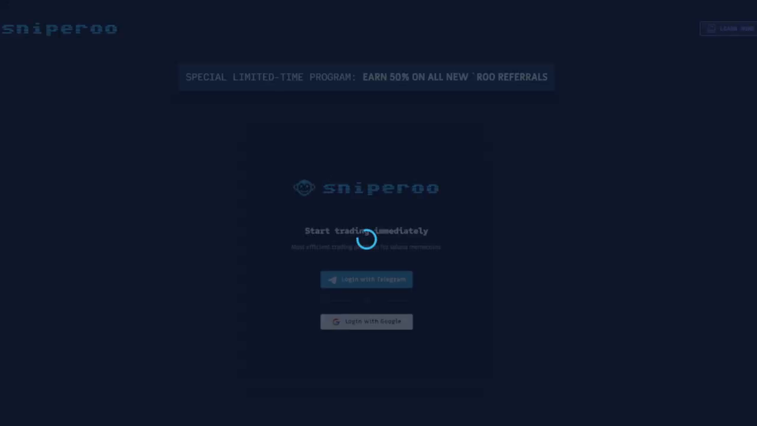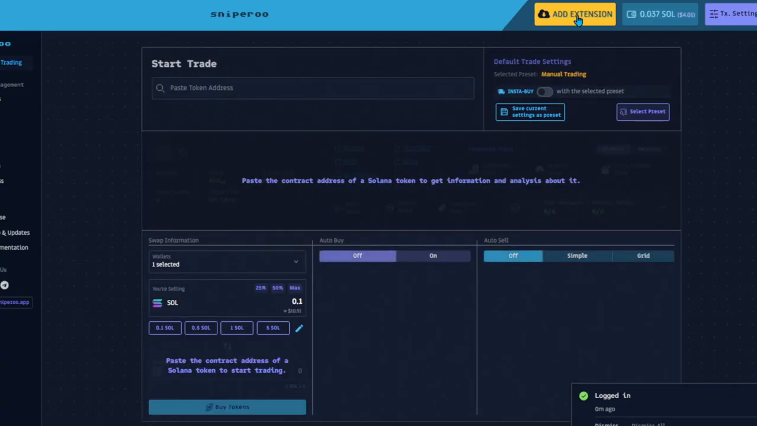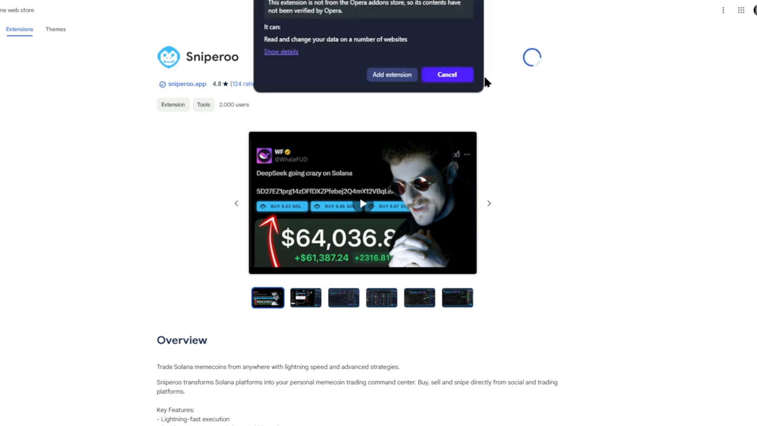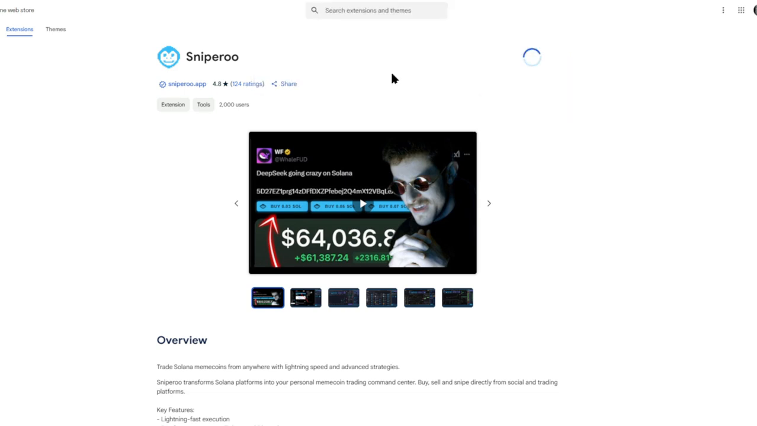Now that you're logged in, we can go to add extension up here. So we'll click on add extension. And then I'm going to go to add to Opera or add to Chrome, whatever browser you're on is the one that you're going to choose. So click on that. It'll ask you to add your extension. So go ahead and click on add extension. From there, it'll bring up the extensions on the top right corner.